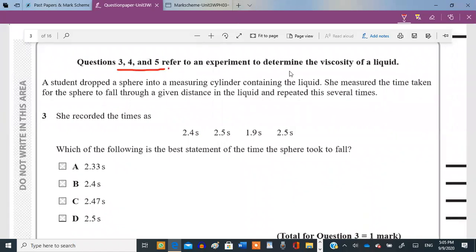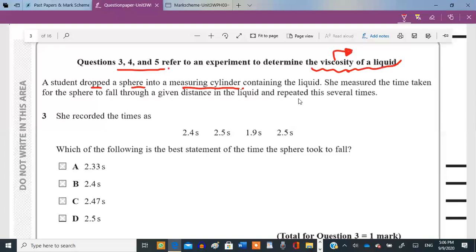Questions 3, 4, 5 refer to an experiment to determine the viscosity of a liquid. The definition of viscosity is the fluid friction. Okay, so now let's see. A student dropped a sphere into a measuring cylinder. Okay, this is the most common example of fluid dynamics: a sphere being dropped in oil or in liquid in a measuring cylinder. This is actually an experiment.